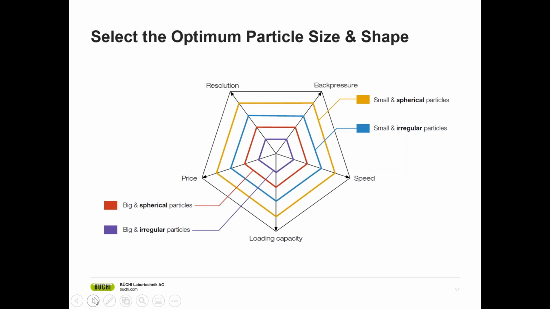Now we come to the trade-offs you have to make. It is very, very simple. The better the performance of your cartridge, the higher the price. The order is clear. Spherical is better than irregular, hence more expensive. And smaller particles are better than bigger particles. The combination of small and spherical is the non plus ultra and shows the best performance at the highest price.